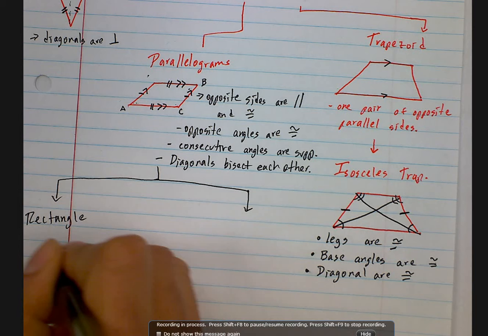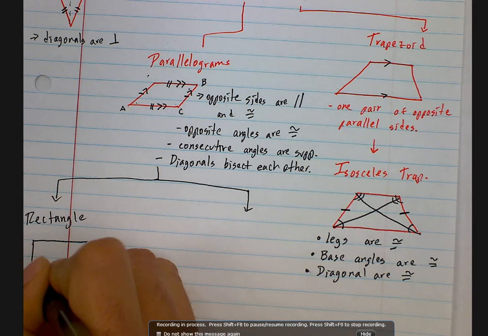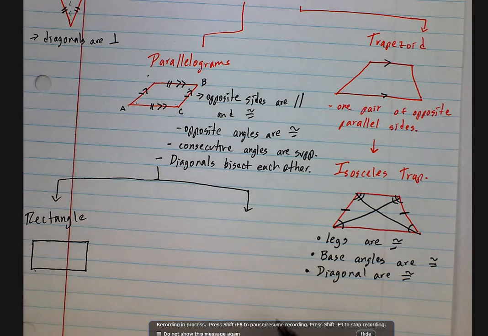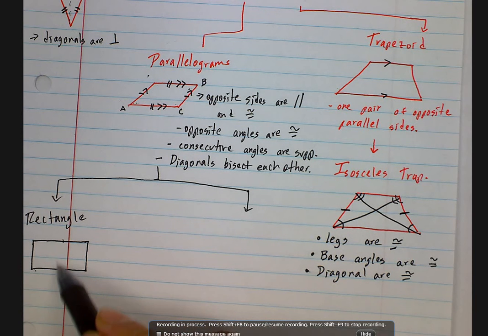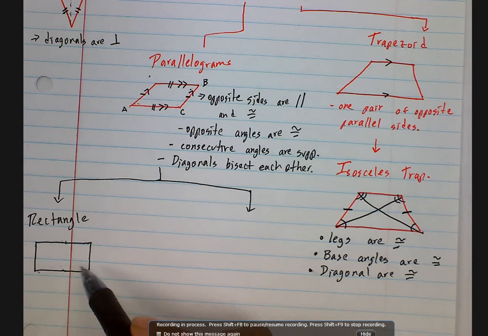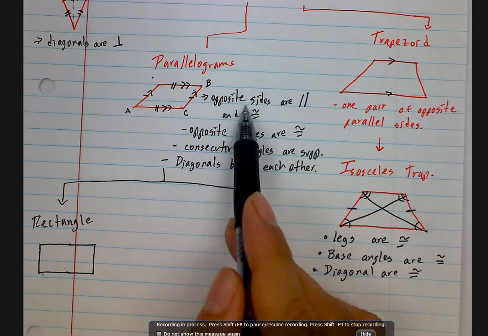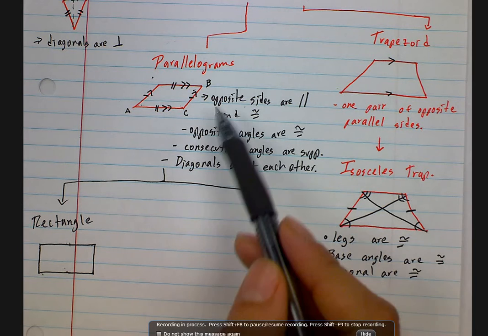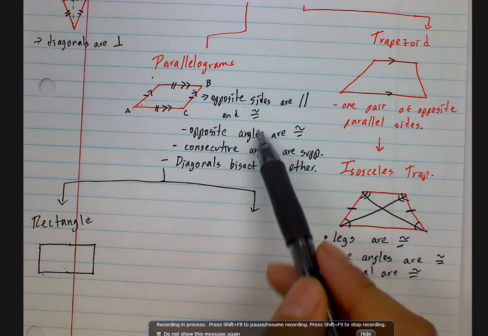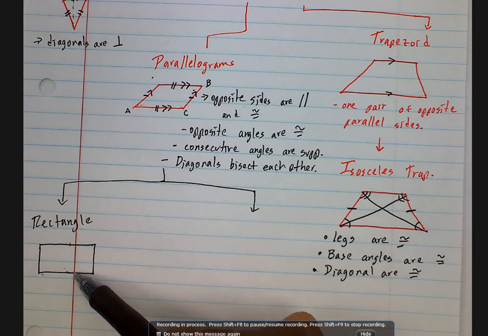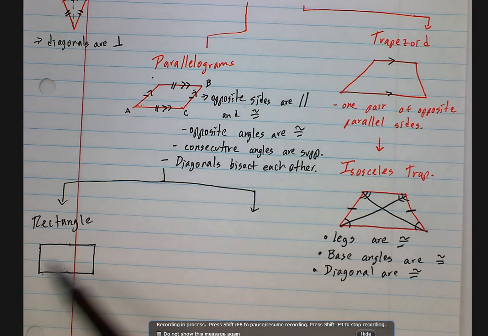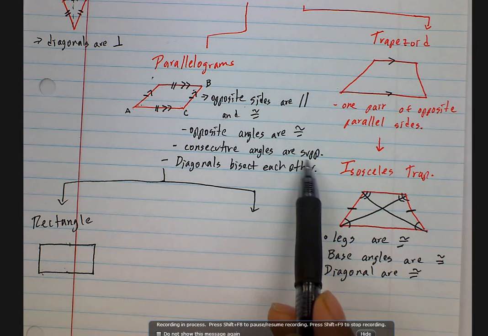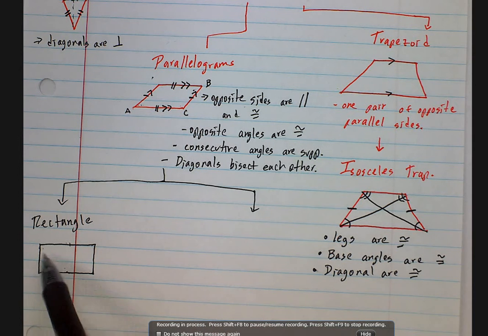Rectangles look like this. Rectangles have opposite sides that are congruent and parallel to each other, but that's already up here. That's why everything that applies to parallelograms applies to rectangles, so I don't need to write all of this. Opposite angles are congruent: that one's 90, that one's 90. Consecutive angles are supplementary: these are both 90s, but they add up to 180. And yes, diagonals bisect each other.